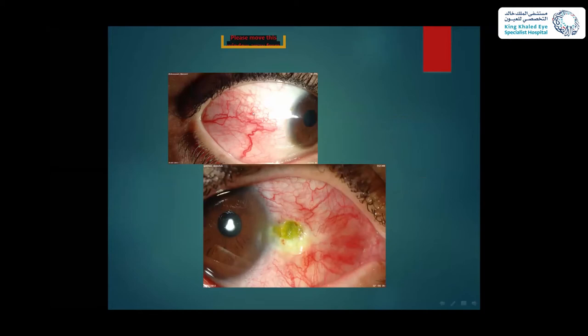This is a picture of a patient who has diffuse anterior scleritis, and this is a patient who had scleritis post-surgery and turned out to have Pseudomonas aeruginosa. After treating the infection, the scleritis disappeared and the patient went back to normal.